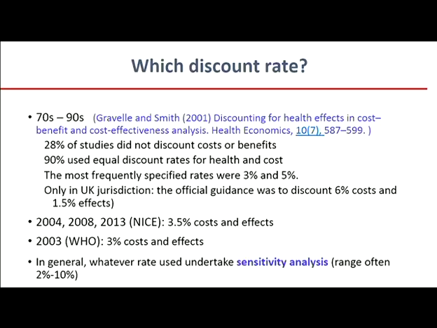NICE says 3.5 for each, but what you will see as well is that in the sensitivity analysis, they change the rate to see whether a higher or a lower discounting rate will influence your result. Does this answer the question?